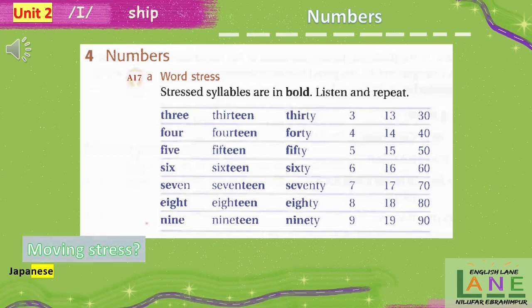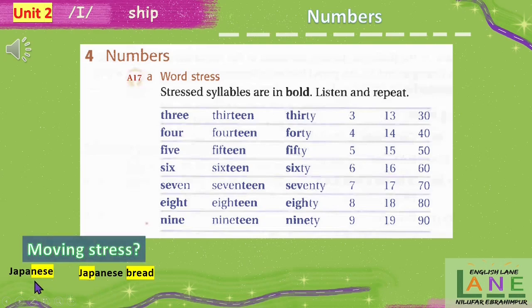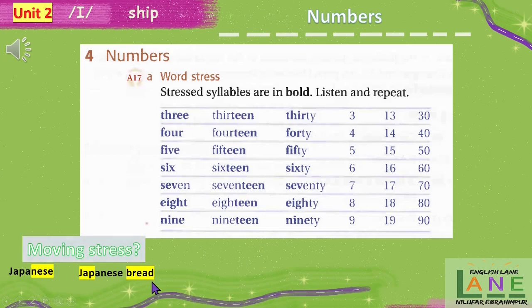But what would happen to them? Do you remember? Just think about the previous unit. Right? After ease, we have a stressed syllable. So the stress moves to a syllable before it, on Jap. So we don't say Japanese bread. We say Japanese bread. It's easier to say.